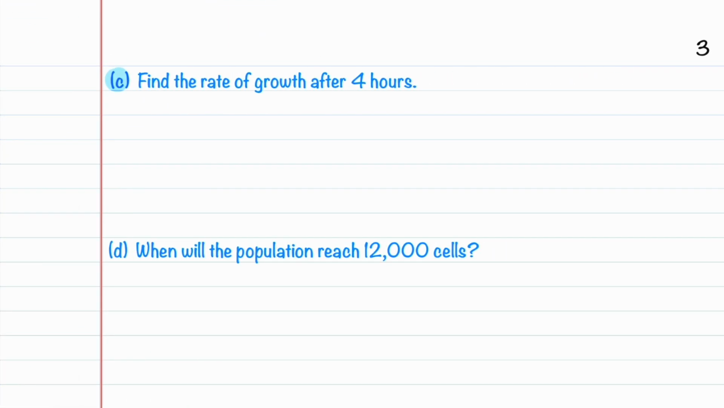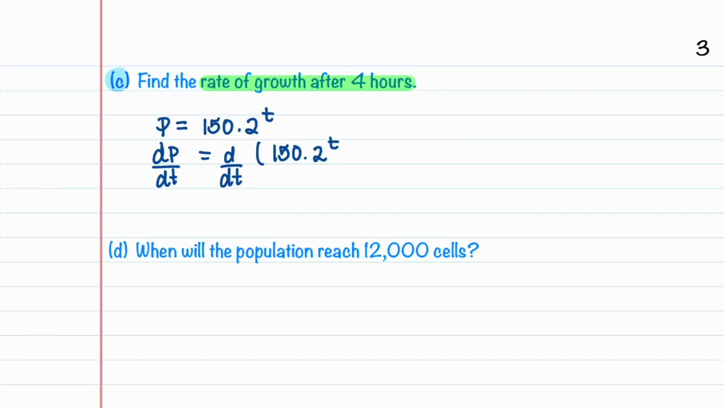Let's now look at part C. We are going to find the rate of growth after 4 hours. Whenever you see the word rate, that means that we are going to be taking a derivative. Let's start by writing down what our population is. Our population of our bacteria is P is equal to 150 times 2 to the t. The rate of growth then is dP/dt.